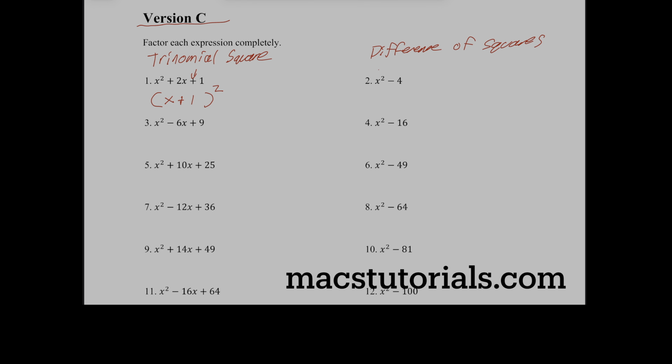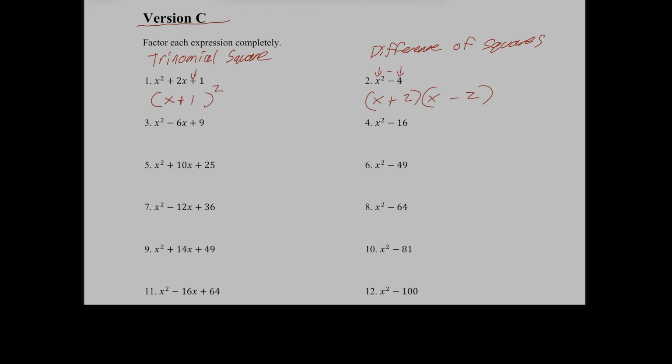The difference of squares, the pattern is a square root minus a square root. And if you get it like that, it has to be a minus sign. If it's a plus sign, this doesn't work. Square the left, square the right, change the signs. Okay, number 3, square root of 9 is 3. 3 times 2 is 6. x minus 3 quantity squared. Take the sign of the middle.